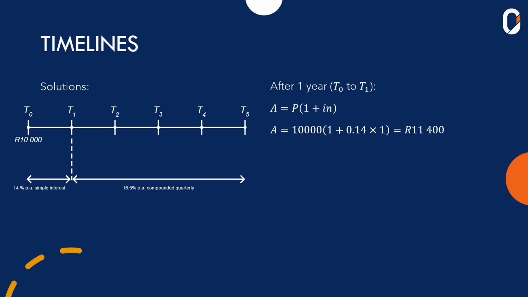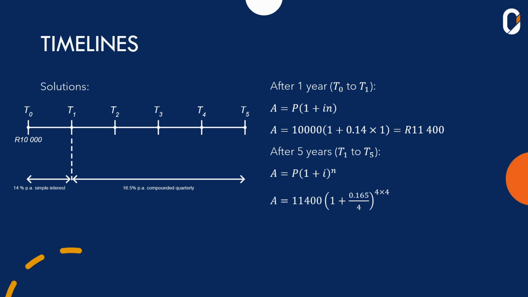Now, we're going to move on to the compounded quarterly region. That is between T1 and T5. Here, again, we're going to introduce the compound interest formula because this is compounded quarterly. And hence we'll have A equals P(1 plus i) all to the power N. And substituting in our values, we'll have A equals 11,400, which is the accumulated amount after 1 year, all multiplied by (1 plus 0.165 divided by 4), all to the power 4 multiplied by 4.